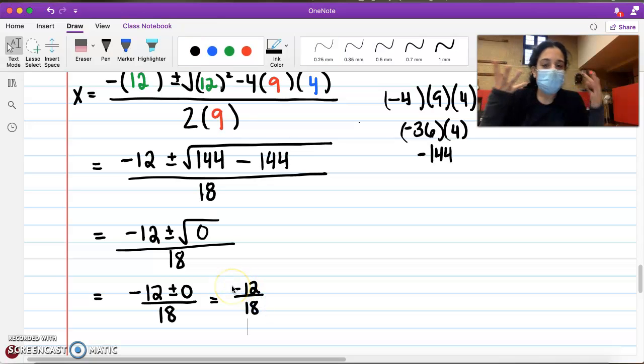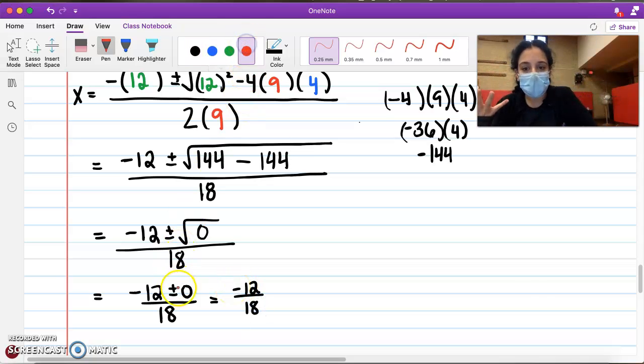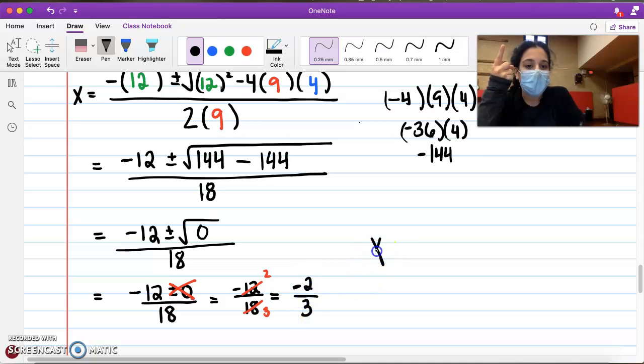And then there's no plus or minus. The plus or minus is gone. So that means that I only get one solution. And if I simplify this, if I divide this by a factor of 6, this becomes 2 and 3. So it's -2 over 3. I get one solution, and it is x equals -2/3.